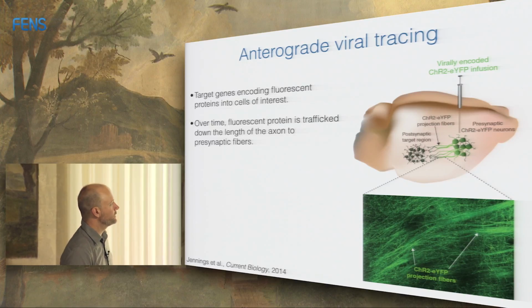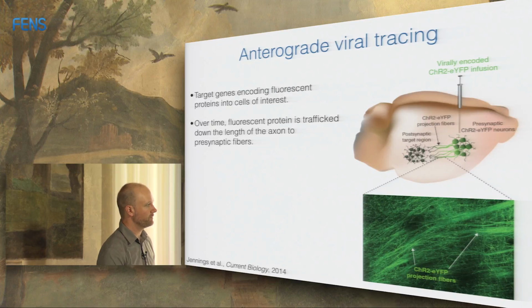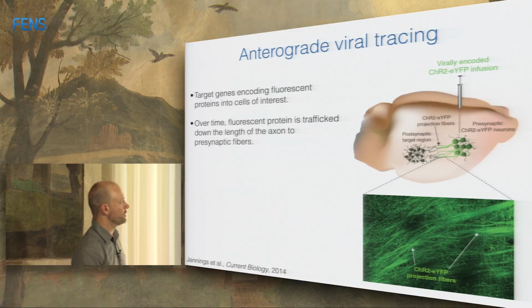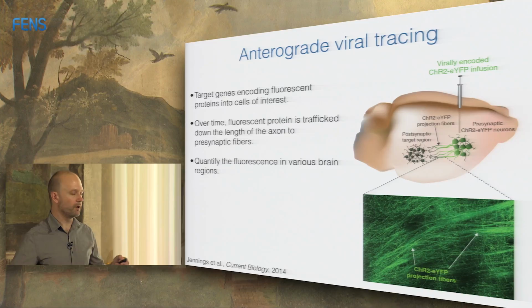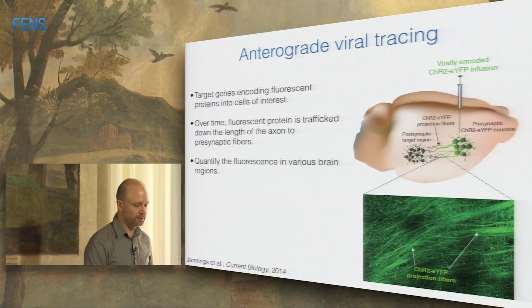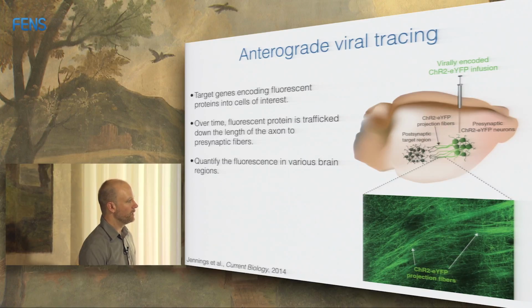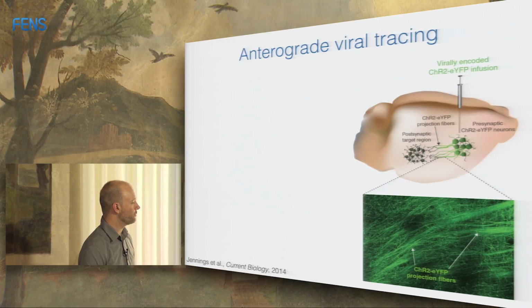And so this is basically just what I said. You have to wait some amount of time for these fluorescent proteins to be trafficked down the length of the axon to presynaptic fibers. In the mouse brain, typically we wait anywhere between 4 to 8 weeks for full trafficking throughout all the fibers. And then the idea is that once you've labeled all these fibers from the cell type that you're interested in, you go in and quantify the fluorescence in all the brain regions that you're interested in. This gives you an indirect measure of the degree of innervation from the cell type that you're targeting to where they're projecting to.